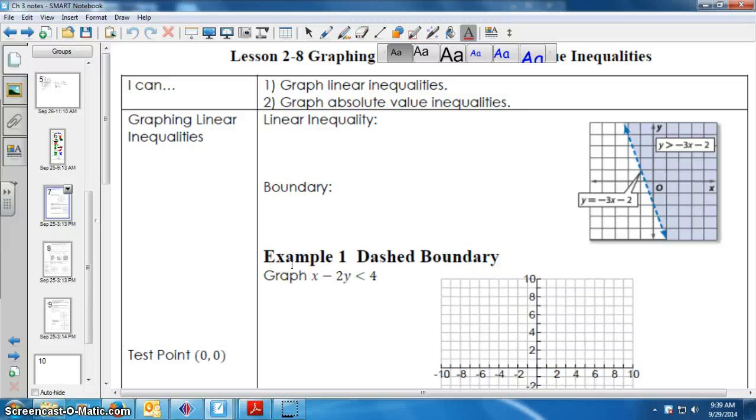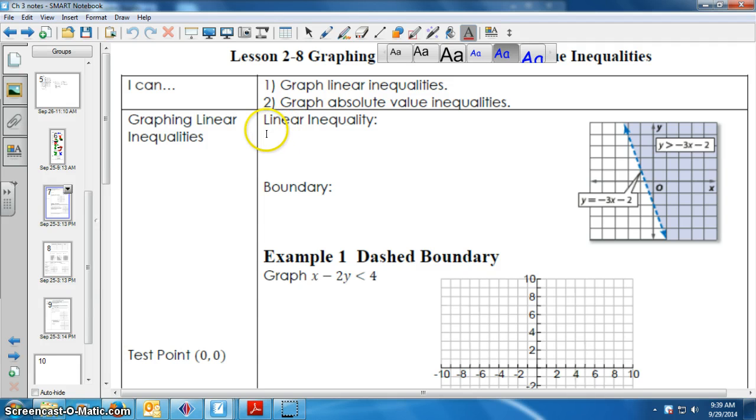Right, this is lesson 2.8, and this is the one that we skipped, so we're going to go ahead and cover this before we cover any other sections in chapter 3 because we have to know this stuff first. So graphing linear inequalities, you have seen this before in Algebra 1. Maybe it has been a little while.